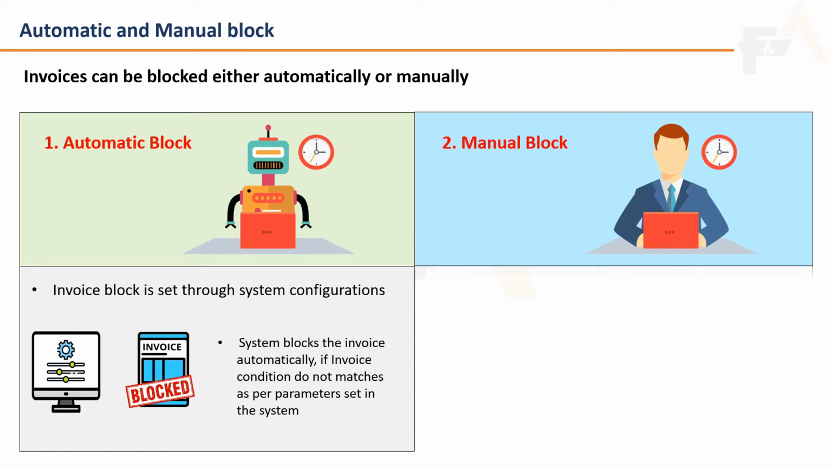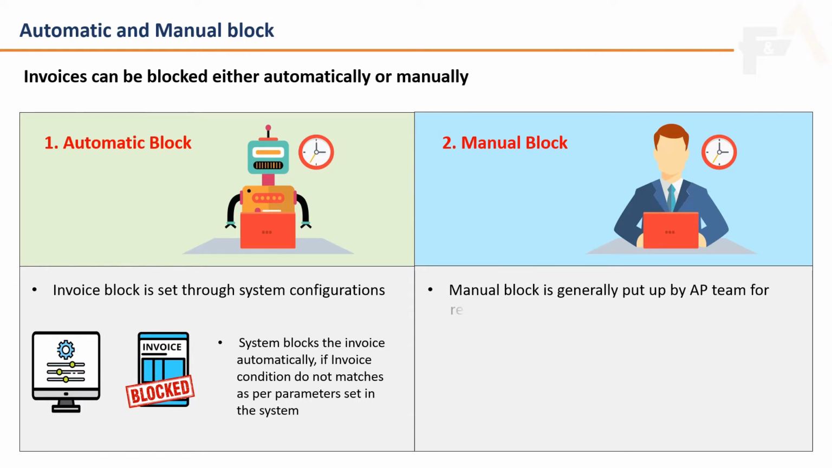Manual block. Manual blocks are put up at any stage between invoice processing and the invoice payment process. This manual block is generally put up by the AP team for reasons like disputes with the vendor or other commercial reasons.